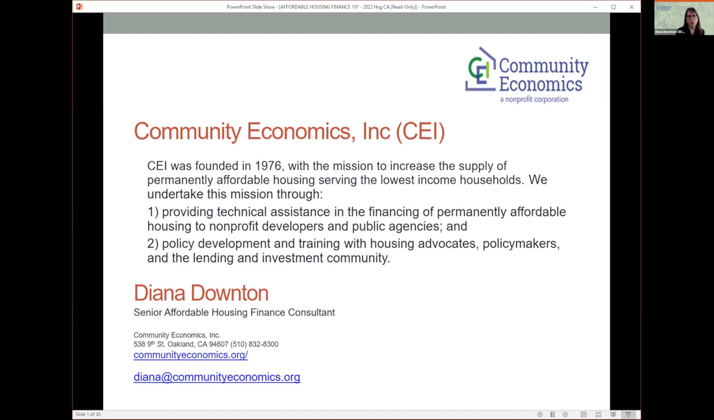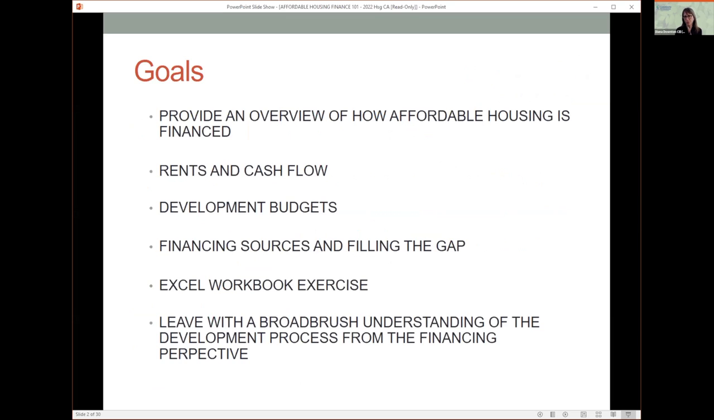Okay, great. So I'm Diana Downton with Community Economics. Community Economics has been around for about 40 years, and we provide technical assistance to nonprofit developers and public agencies and advocates to help put together the financing for affordable housing projects. So I'll be presenting today the financing portion of this introductory workshop. So this will be a pretty general overview. There are more advanced learning labs on low-income housing tax credits and some of the geekier, more technical aspects. This is a pretty basic overview.